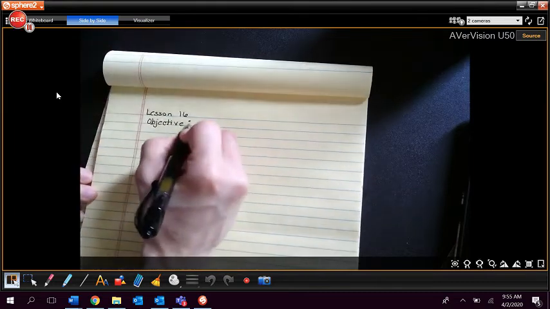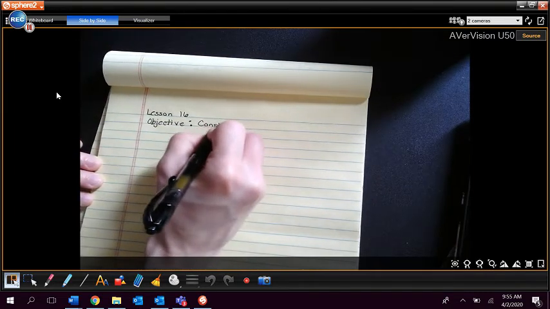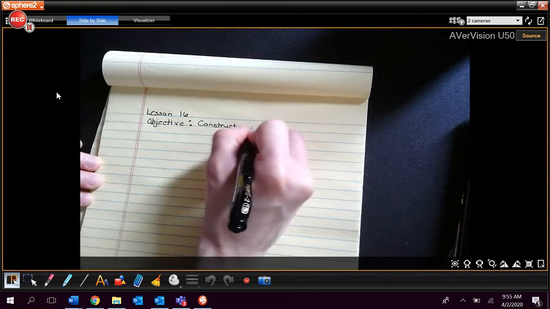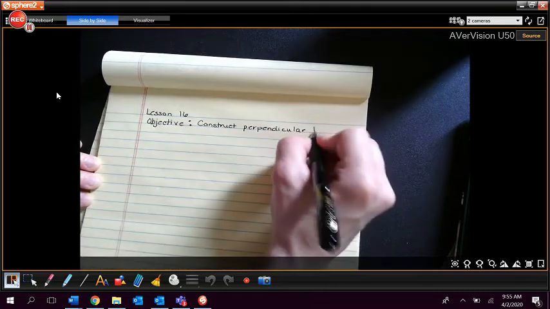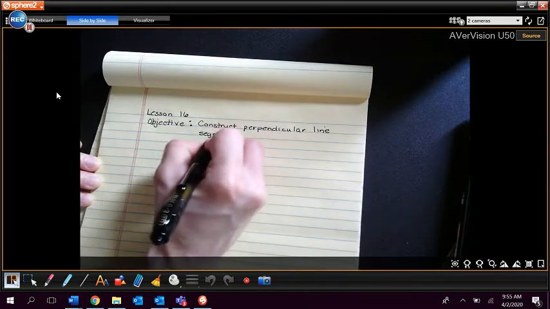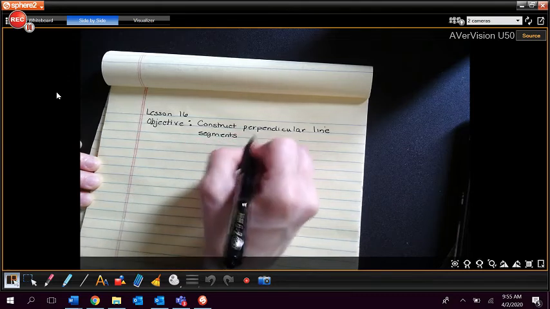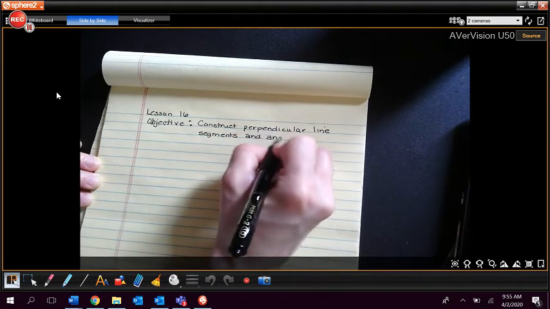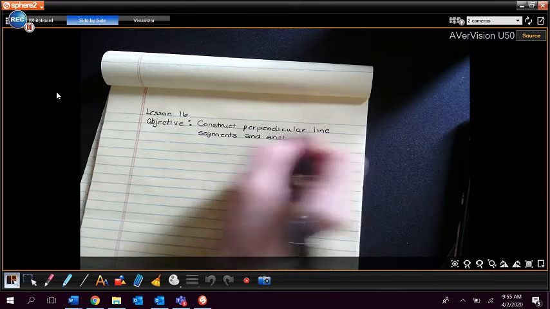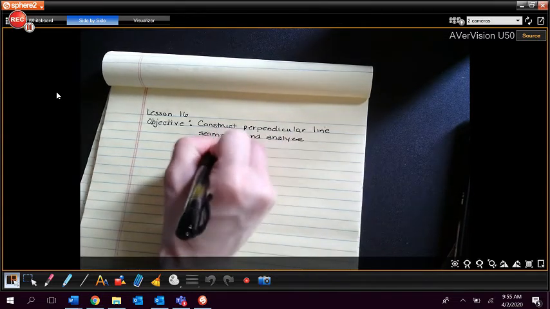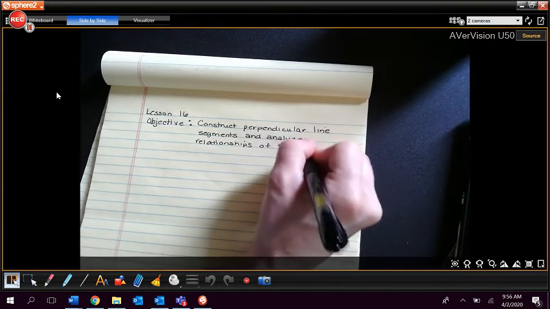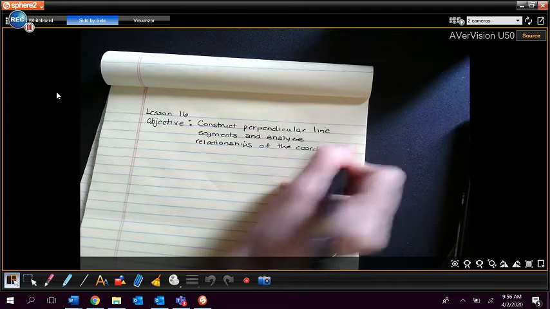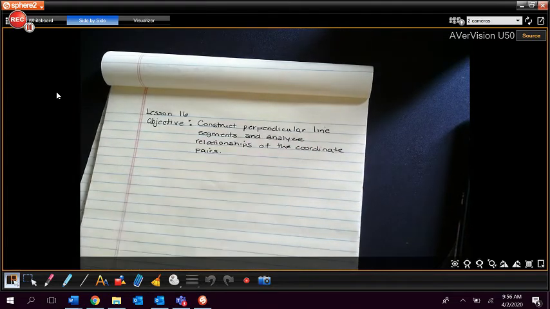Our objective is construct perpendicular line segments and analyze relationships of the coordinate pairs. So that is what we are going to learn today.